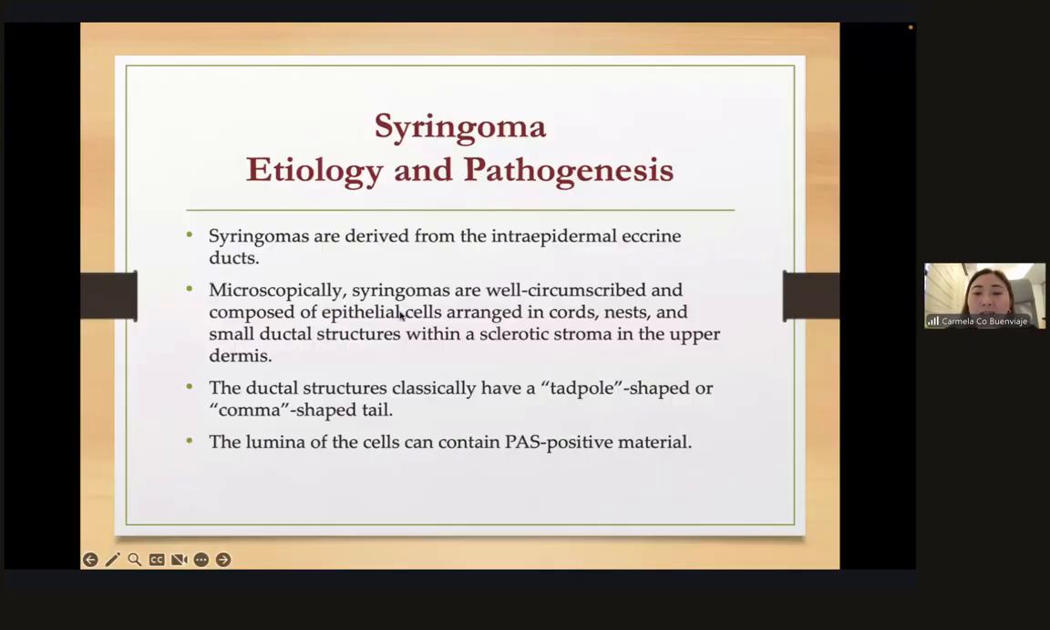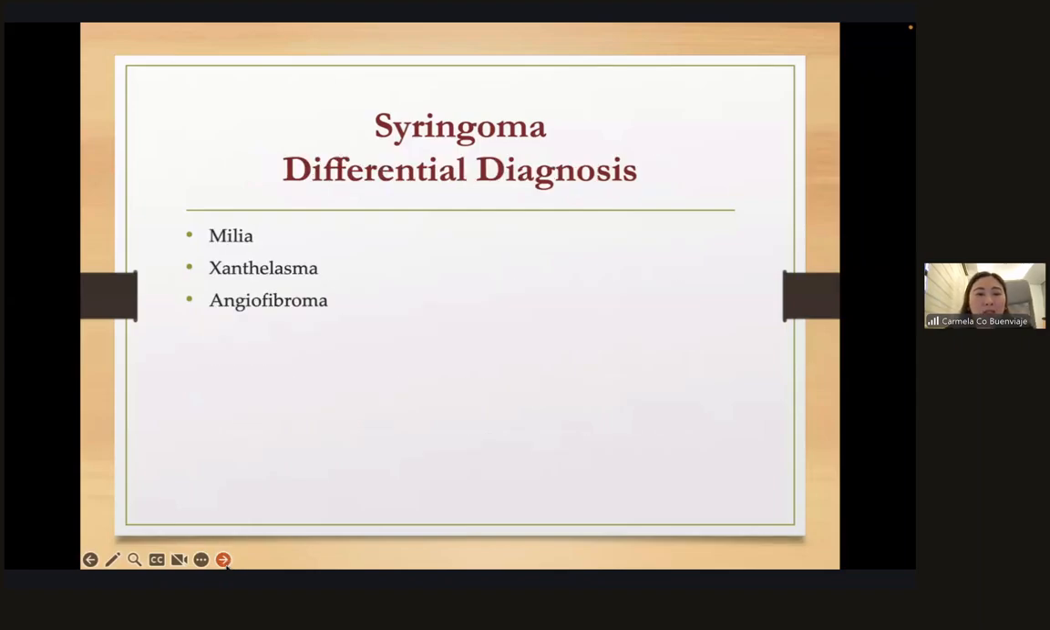So microscopically, syringomas are well circumscribed and composed of epithelial cells arranged in cords, nests, and small ductal structures within a sclerotic stroma in the upper dermis. The ductal structures classically have a tadpole-shaped or comma-shaped tail. And the lumina of the cells contain PAS positive material. So we see these findings if we do a histopath analysis of the syringoma. The differential diagnosis for syringoma includes milia, xanthelasma, which is a lipid deposition, and angiofibroma.